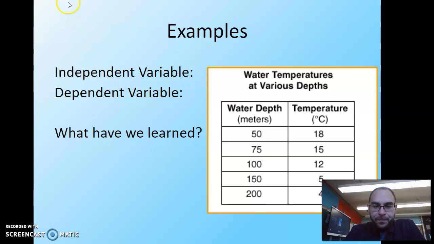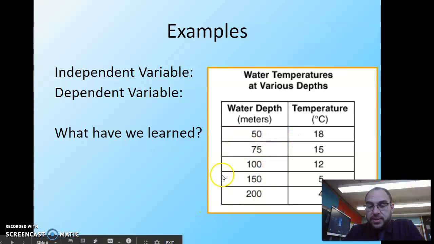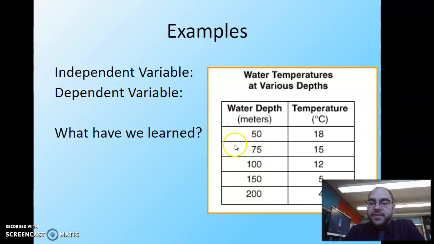So for example, if I'm looking at water temperatures at various depths, right? I have my water depth in meters here. Okay, and I have my temperature in degrees Celsius here. So first off, what I would notice is that they didn't put these to the 10th place. If I were doing them, I would put the chart to the 10th place. But what I'm going to do when I'm evaluating this is I'm going to say to myself, okay, 50, 75, 100, is this increasing or is it decreasing? And I notice the numbers are going up, so it's increasing. Then I'm going to look at my temperature, 18, 15, 12, 5, 4.